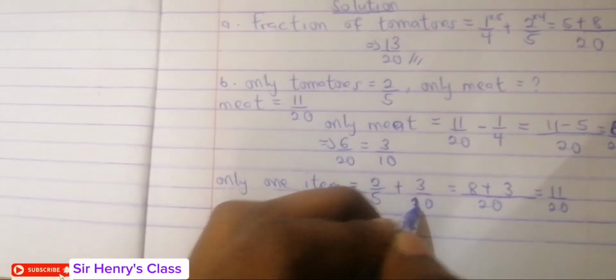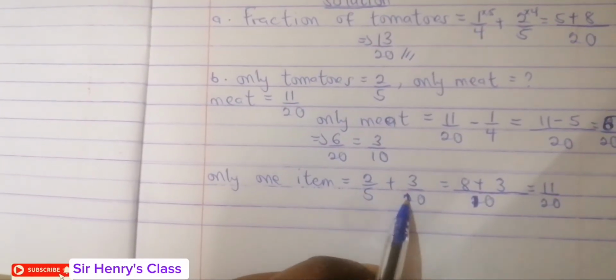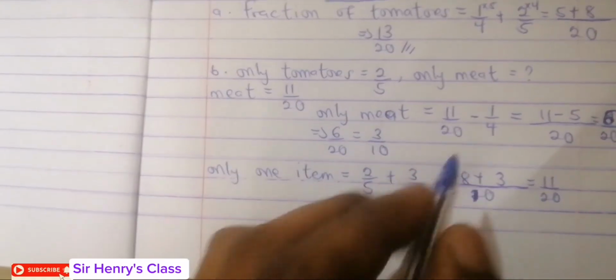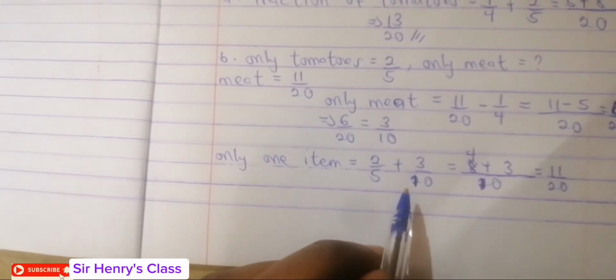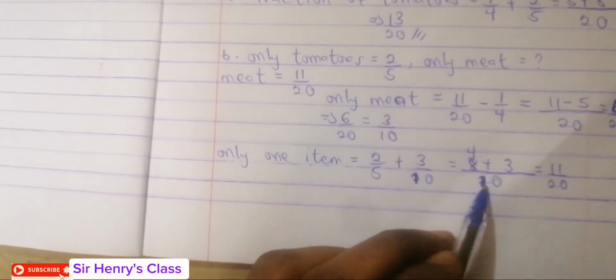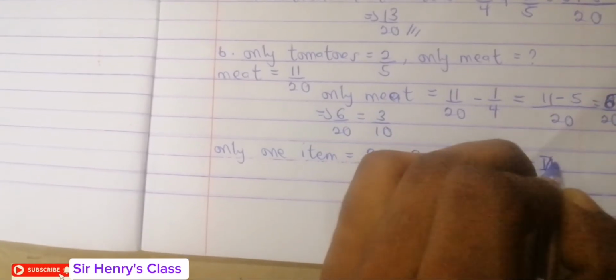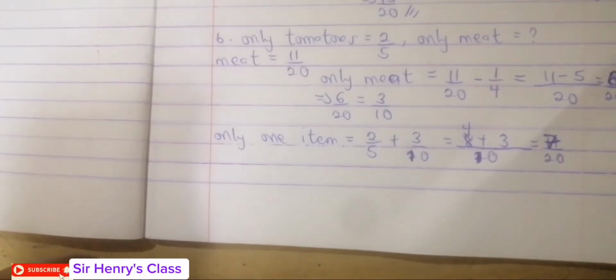So here is 1. Here is 1. So we are going to find the LCM of 5 and 10, which is 10. So 5 divides 10 two times, so this happens to be 4. And then 10 divides 10 once, so it's still that. So 4 plus 3, that is 7. So the final answer is 7 over 10.